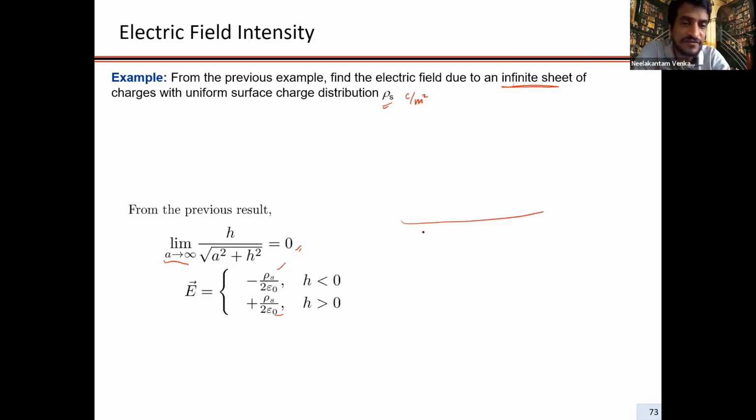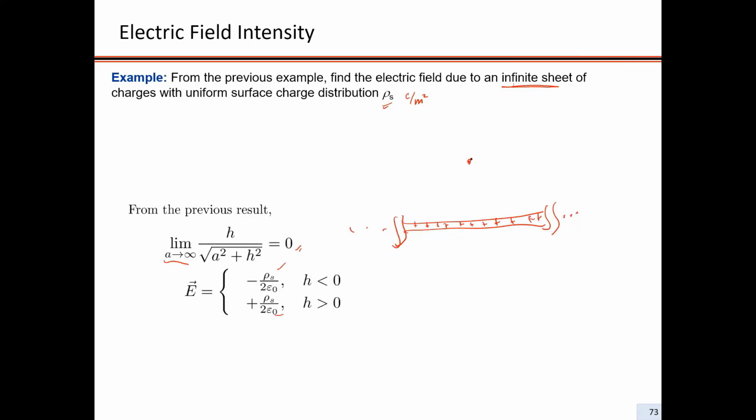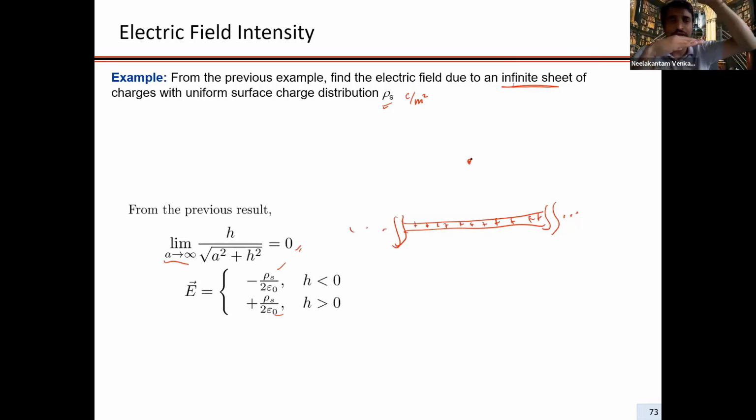So that means I have an infinite plate. By infinite, I can write it like this. That means it's going on forever. So it's all plus, plus, plus, plus charges, which are all uniformly distributed. Clearly, if I take a point charge here, I bring in a plus one charge there, it's obviously going to be pushed up. So it's going to have a direction in this direction here.